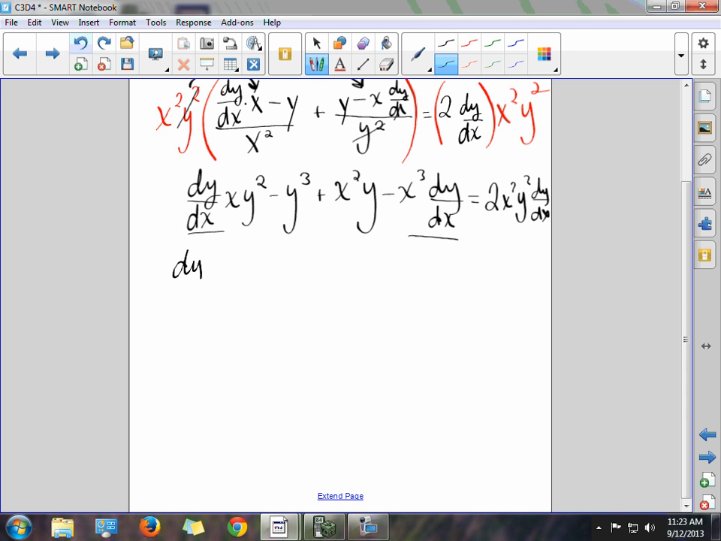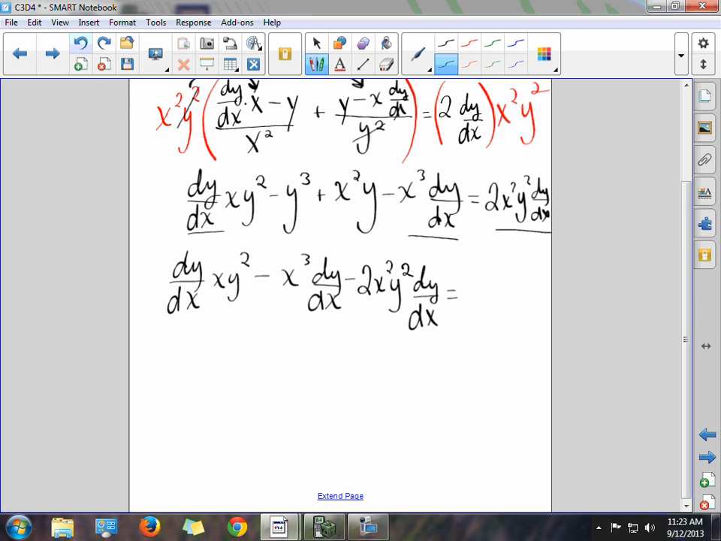So we get dy dx x y squared minus x cubed dy dx. And then I'm bringing this thing over, so this becomes negative 2x squared y, 2x squared y squared. Couldn't read my own handwriting. Dy dx.